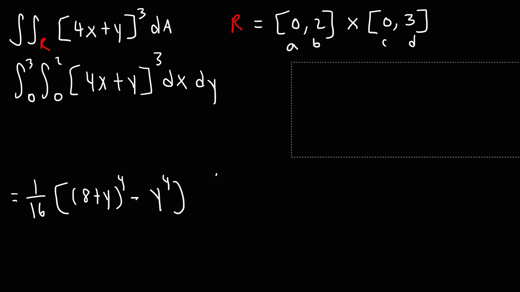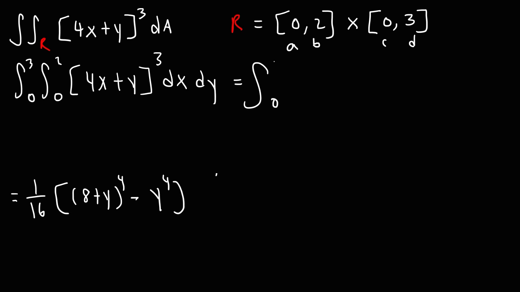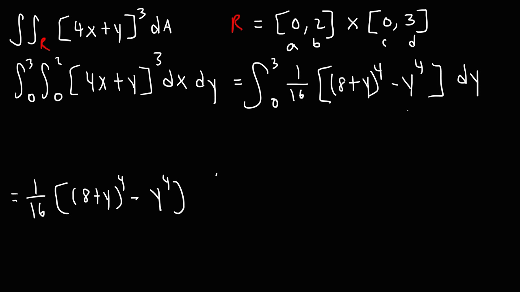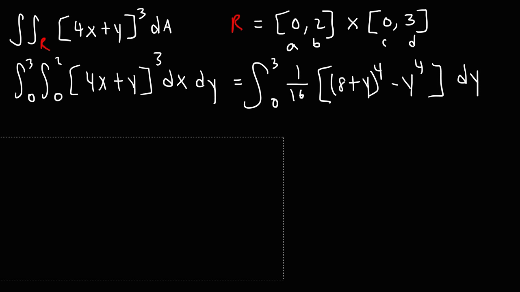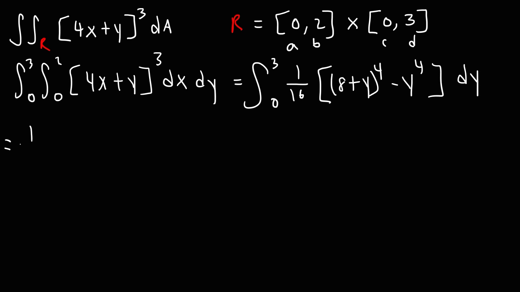So we can say that the original integral is now equal to the integral from 0 to 3 of 1 over 16 times 8 plus y raised to the fourth power minus y to the fourth, and then dy. So now let's rewrite the constant in the front. The antiderivative of 8 plus y raised to the fourth power is going to be 8 plus y raised to the fifth power divided by 5.